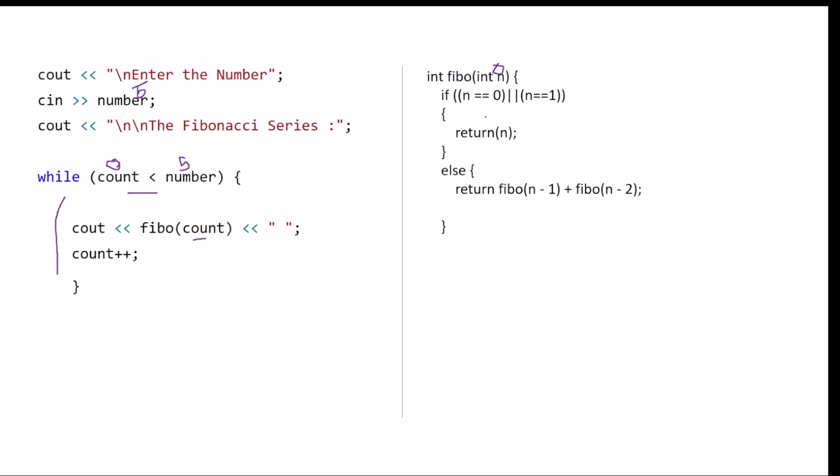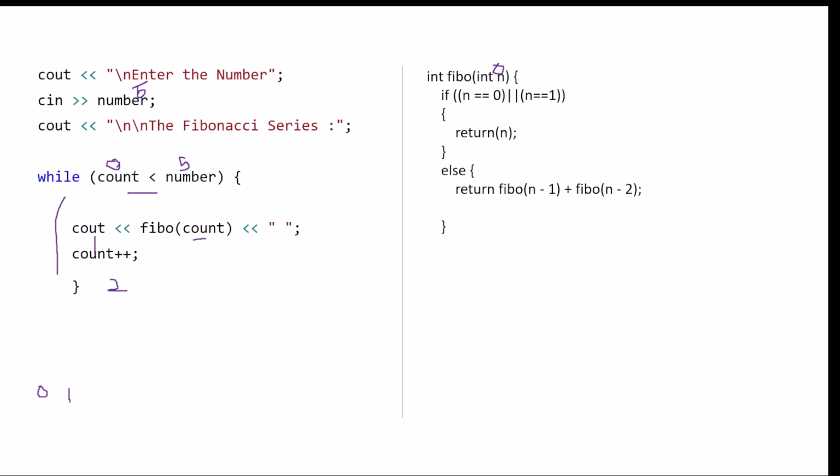Initially the value will be 0. What happens if it is 0? It returns the value 0 and prints the value 0. Again, it increments the value to 1. What happens when it is 1? 1 is less than 5. Yes. Fibonacci of 1 means again it returns the value. It won't add any value. Again the count will be incremented to another value. Now the value is 2 here.